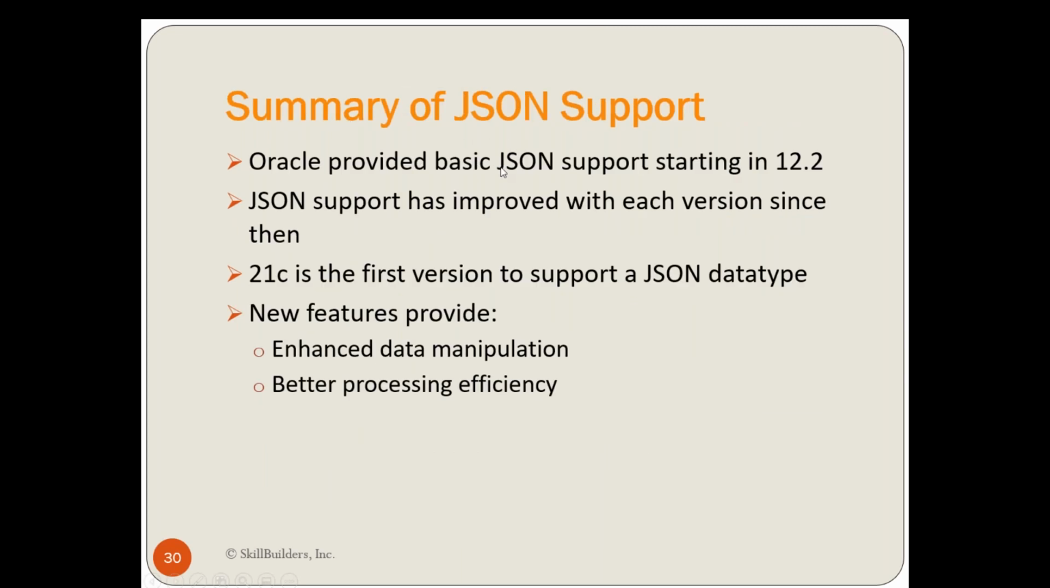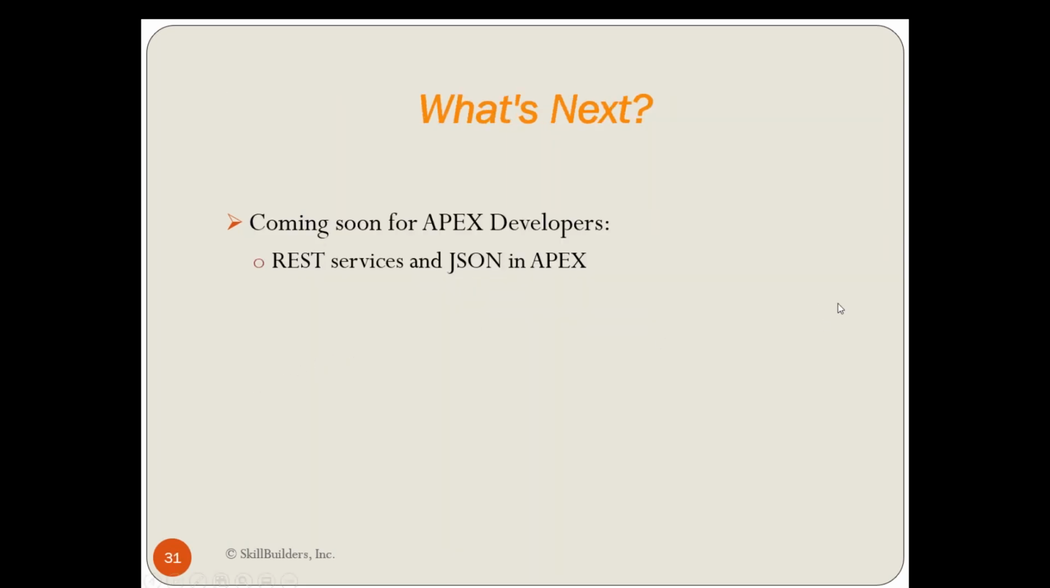Just a summary, Oracle provides basic JSON support starting in 12.2, improved with each version. In 21c, switch to the JSON data type if you have it. And most of those new features are enhanced data manipulation and better processing efficiency. Cool. Okay, Dave, back to you.